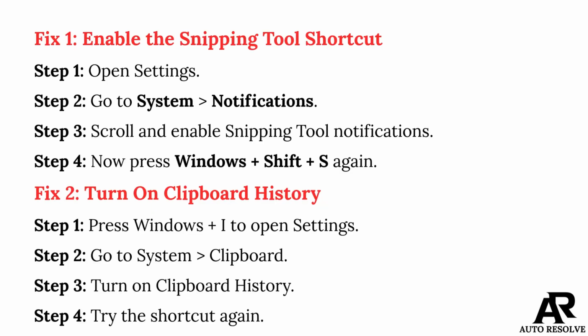Fix 1. Enable the Snipping Tool shortcut. Step 1. Open Settings. Step 2. Go to System, Notifications. Step 3. Scroll and enable Snipping Tool notifications. Step 4. Now press Windows plus Shift plus S again.